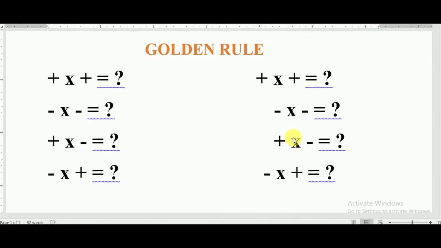Now in this video I'll be showing you the rules in multiplication and division of negative and positive signs, that is, a regular plus and minus sign. I call this rule the golden rule. So please stay around, and at the end of this video you will surely get the rule. Let's jump in right now.